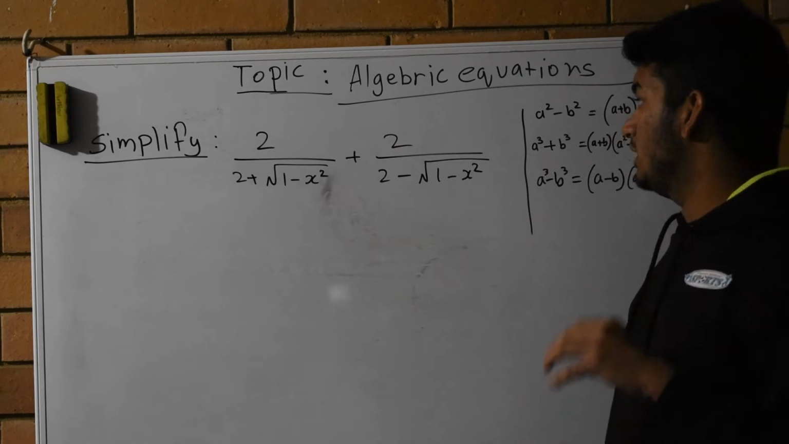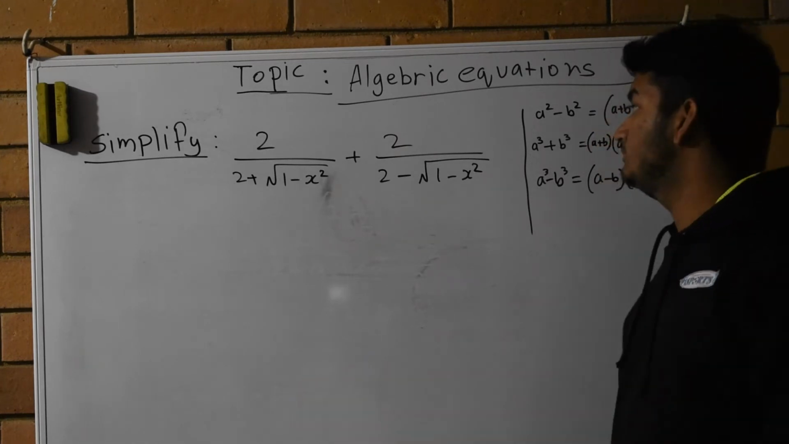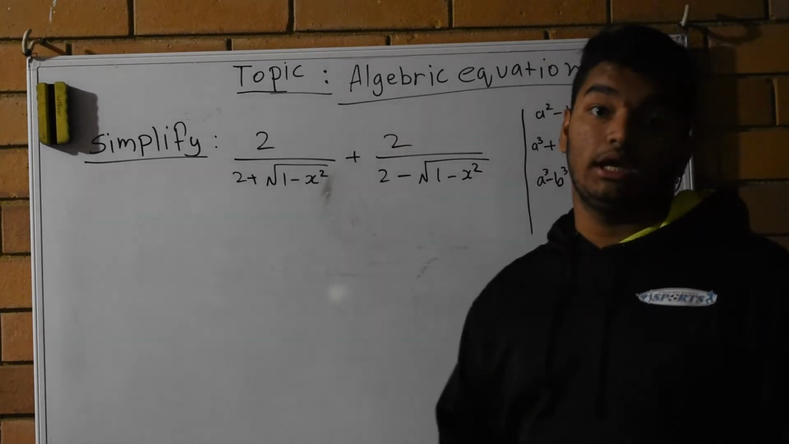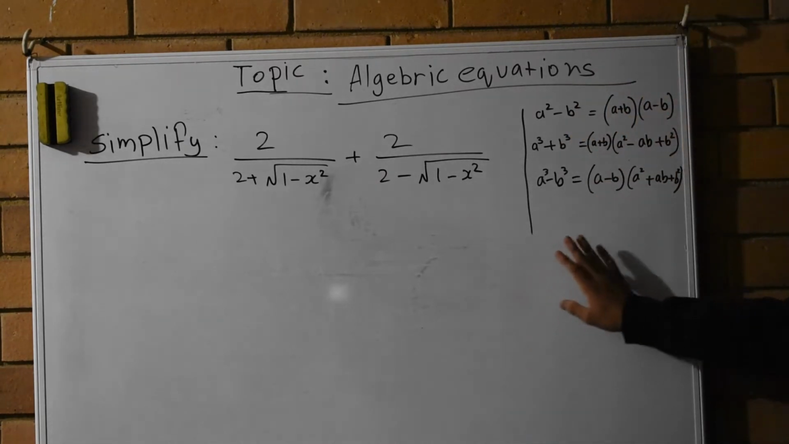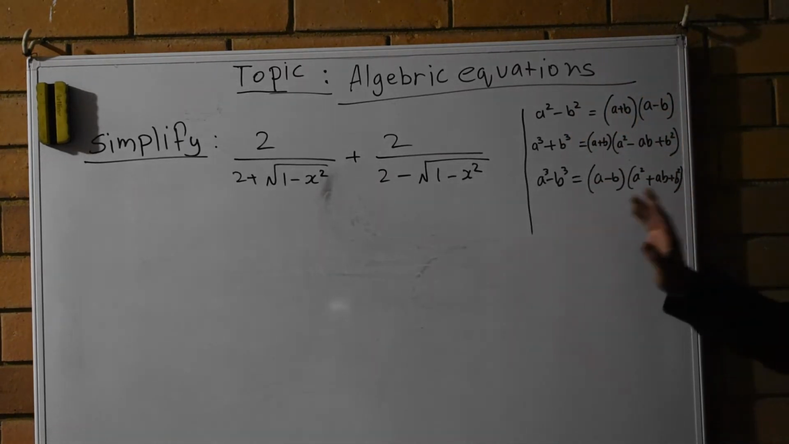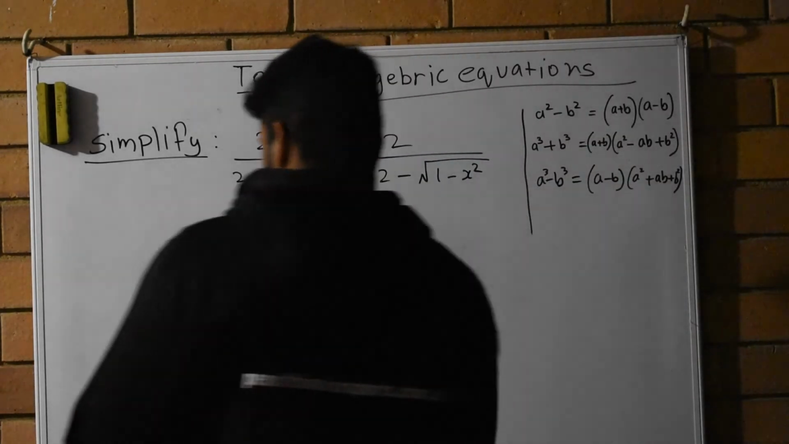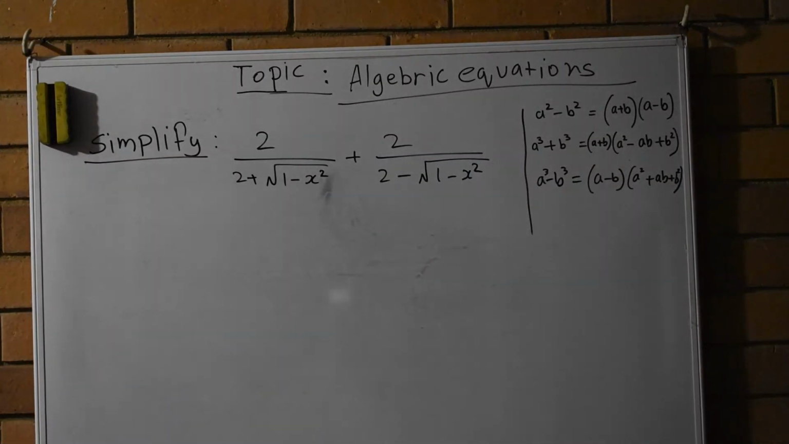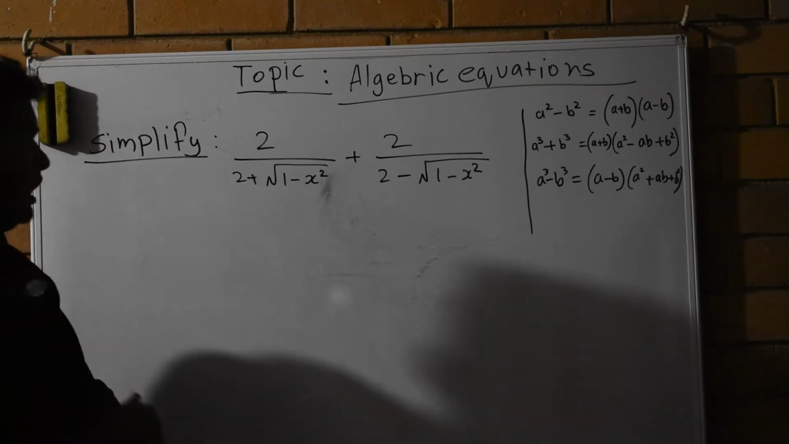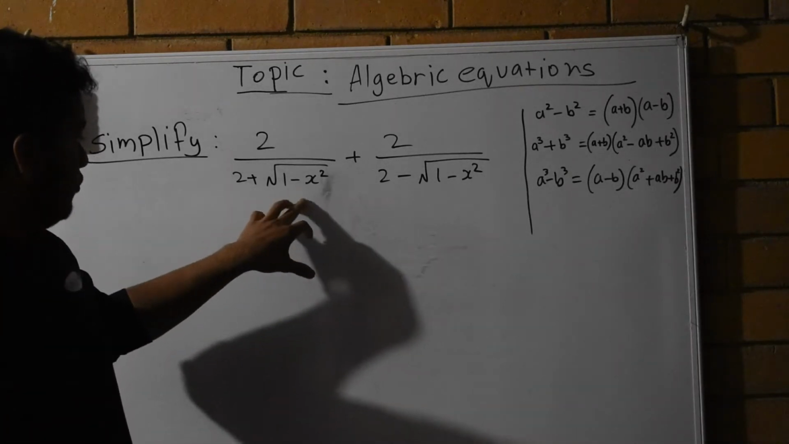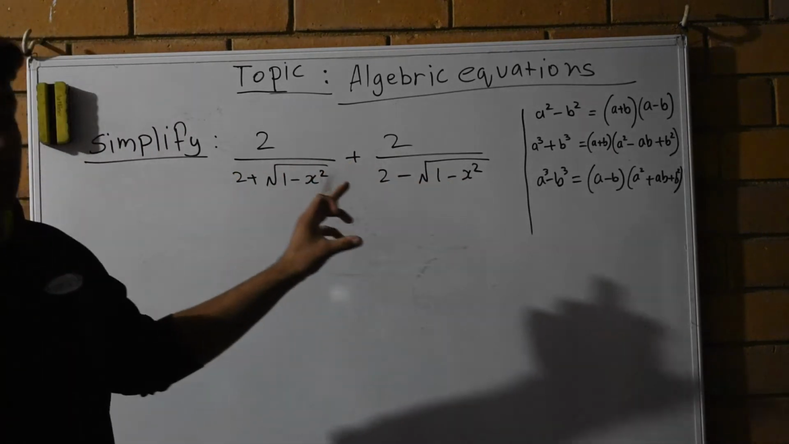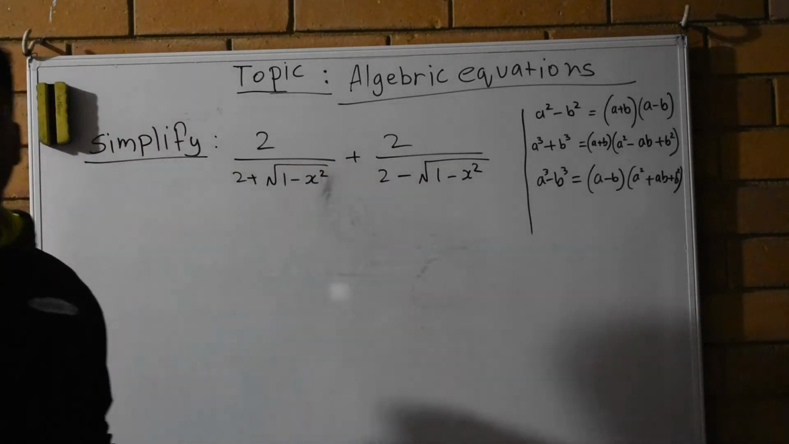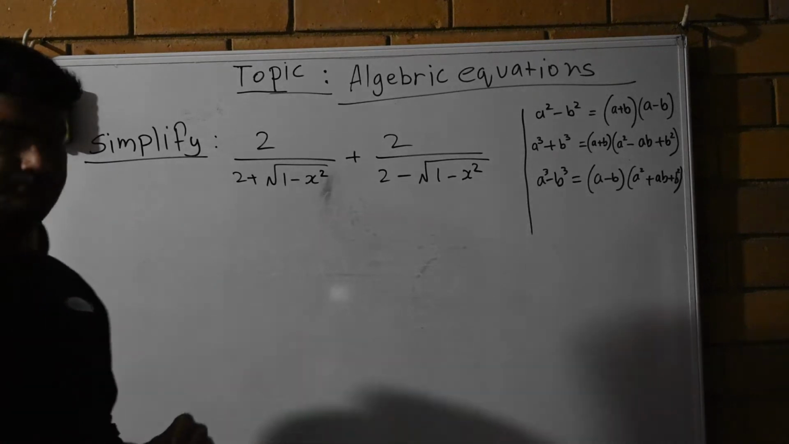Alright guys, so another simplification problem. Have a go at it and comment down below how you went. Feel free to pause the video and use these formulas here. Alright, let's get started with this one. Straight away, you can see that there's 1 minus x squared and 1 minus x squared, both to the power of half, which is the square root.